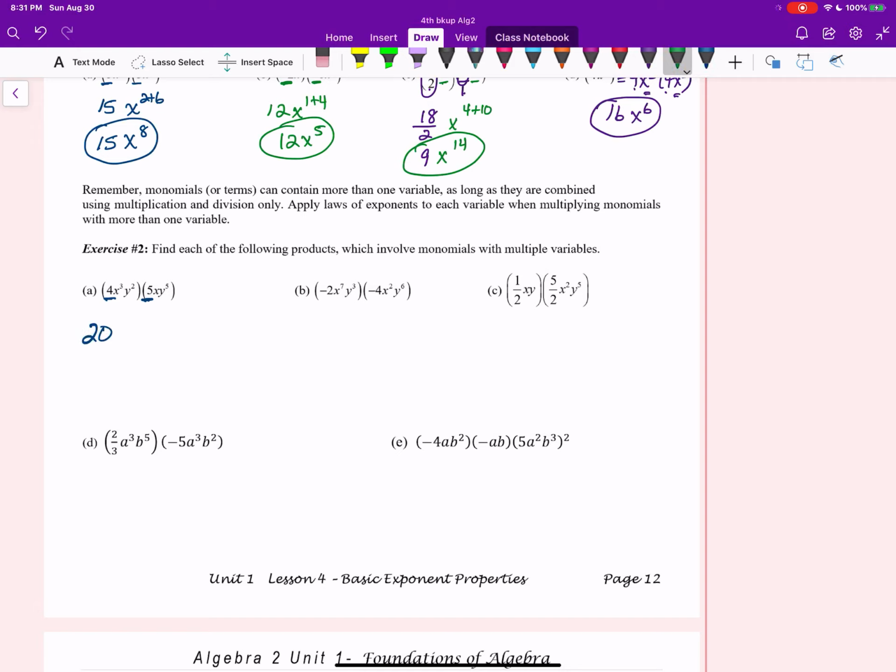And then our same variable bases, x to the third times x is x to the 3 plus 1. I'll leave it 3 plus 1 for now and simplify the next step. y to the second times y to the fifth is y to the 2 plus 5. So our final answer is 20, x to the fourth, y to the seventh.